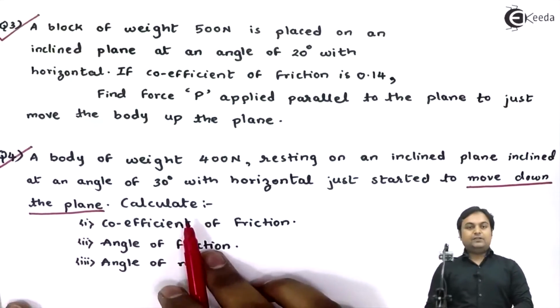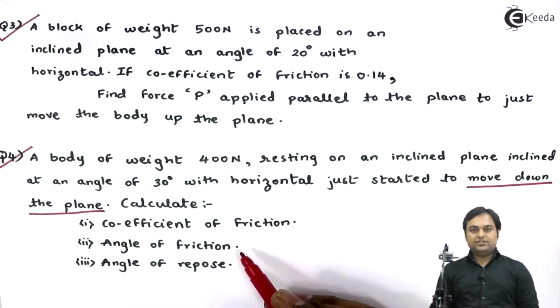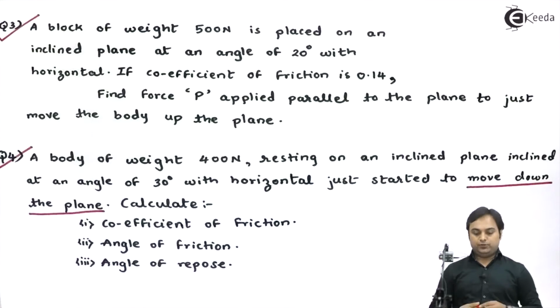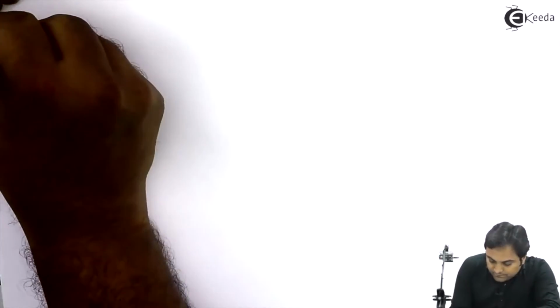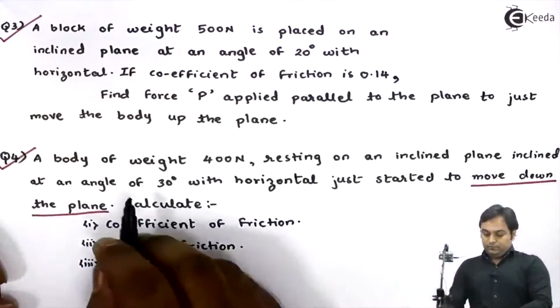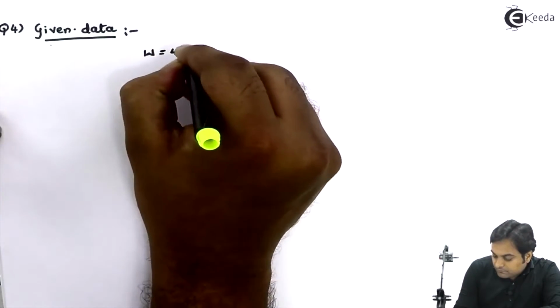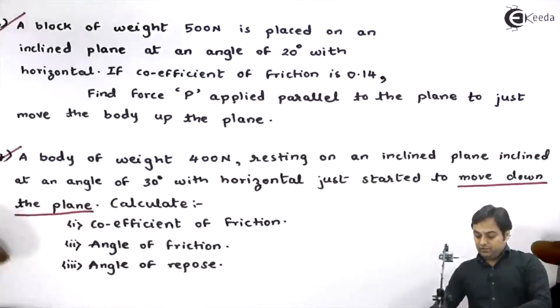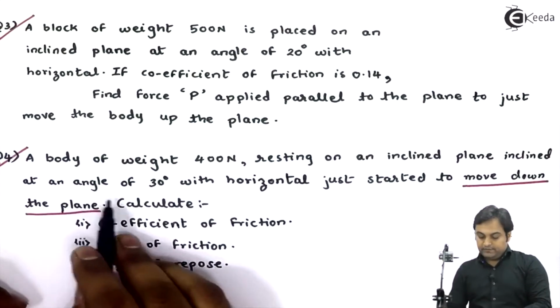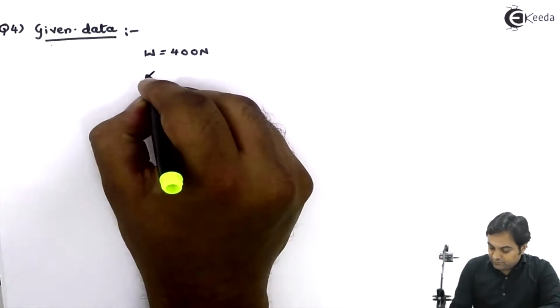Calculate coefficient of friction, the first question, angle of friction, the second question, and angle of repose, the third question. Now, based on whatever they have given in this problem, let us write the data first. Here it is given, a body of weight 400 Newton is resting on an inclined plane, inclined at an angle of 30 degree with horizontal, alpha is equal to 30 degree.